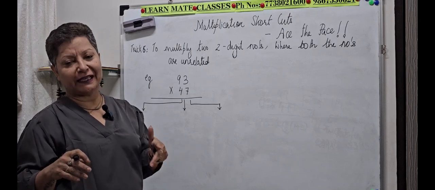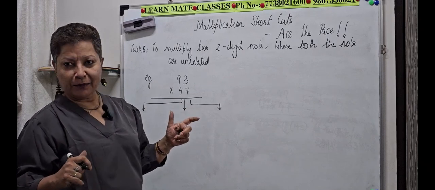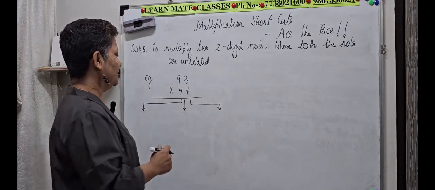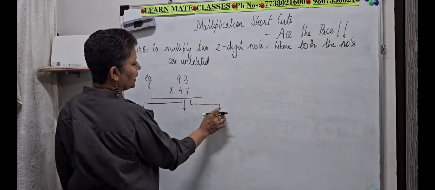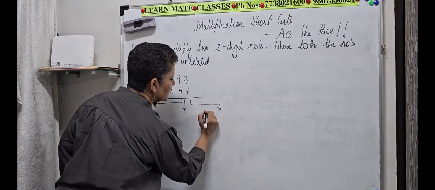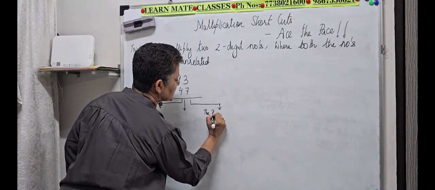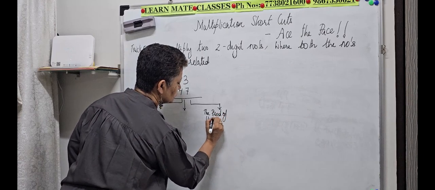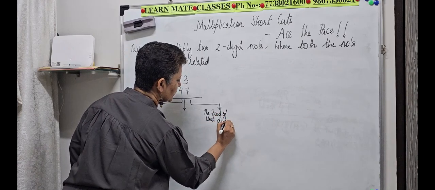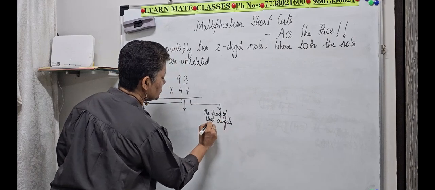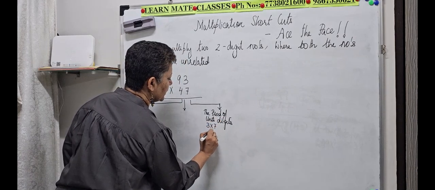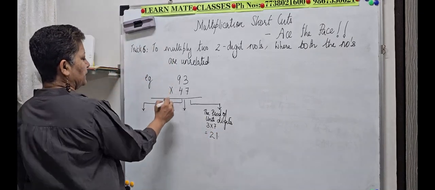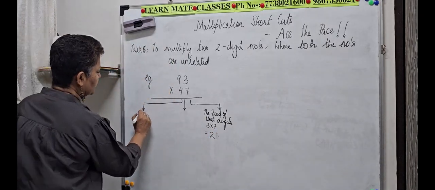Let's see how quickly we can do it. First, I'll take time in explaining, but then the next time around, you should be able to do it very, very quickly. So as usual, the last part of the answer is going to be the product of the units place digits. Here it's 3 into 7, which will give you 21. The first part of the answer is the product of the tens place digits.